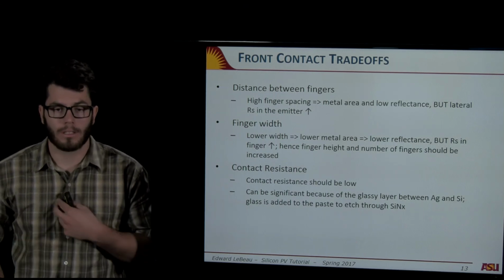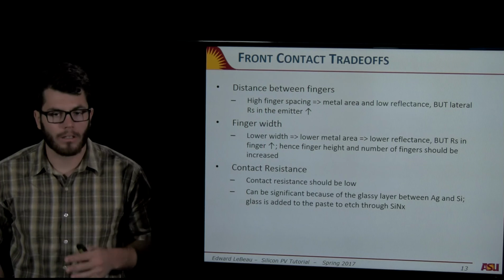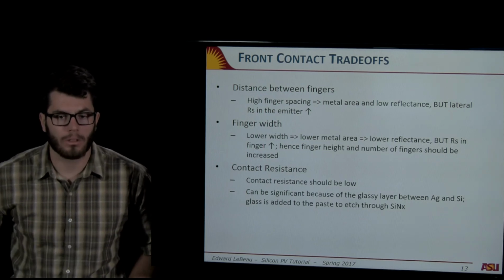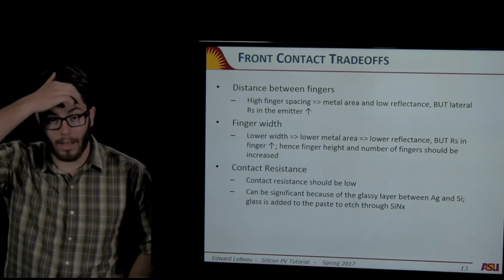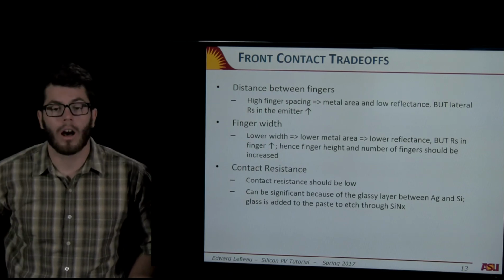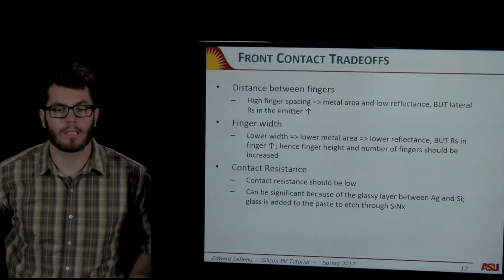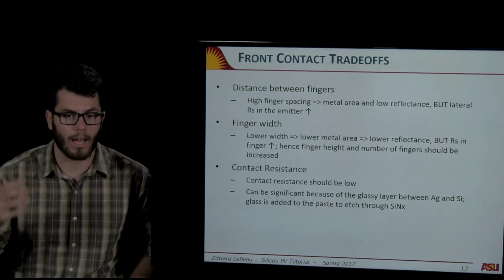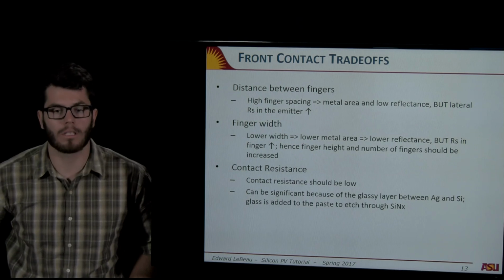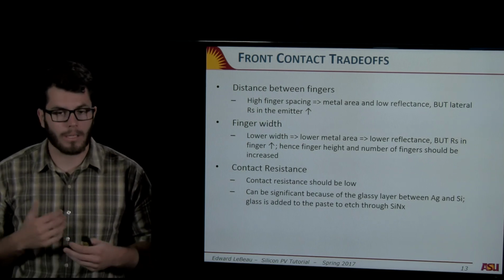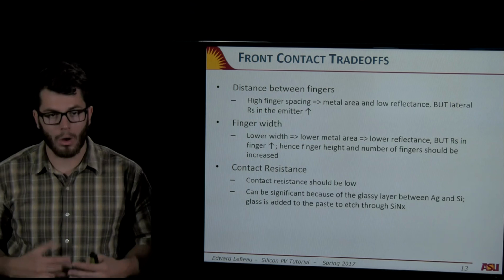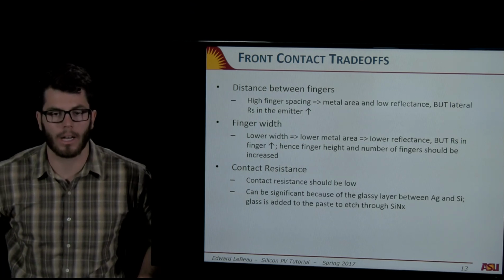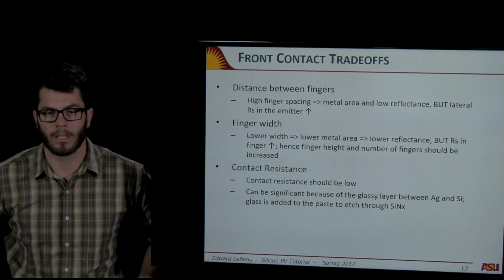And then your contact resistance is more determined by the doping that your metal is sitting on. But you can run into some issues. Because there's silicon nitride on the front, remember that anti-reflective coating, the silver has to have a glassy layer in the paste, a glassy chemical added to the paste, to get through the silicon nitride. So sometimes that causes some issues. Hopefully it doesn't. If you fire appropriately, screen print appropriately, it'll etch through the silicon nitride and your silver will be right on the silicon.